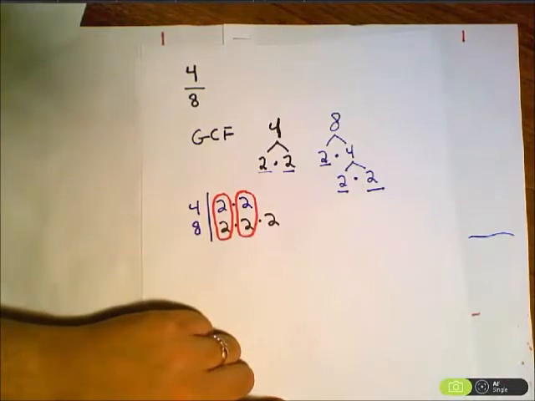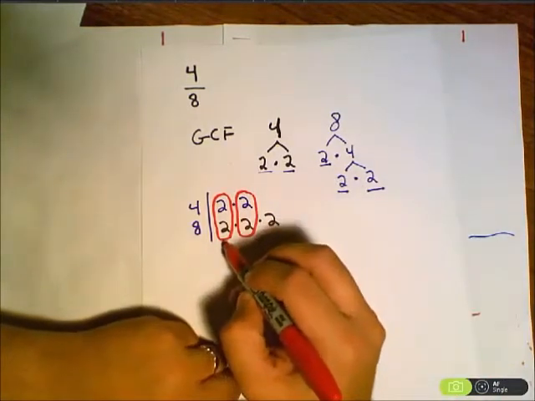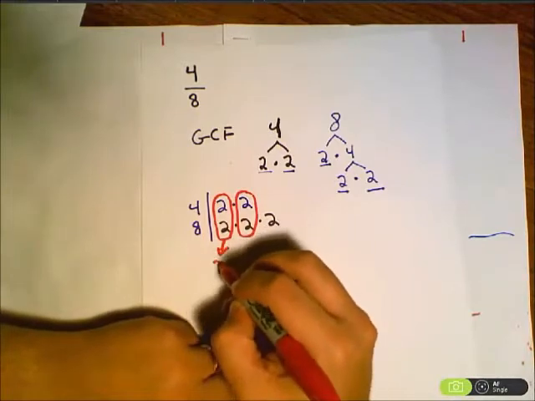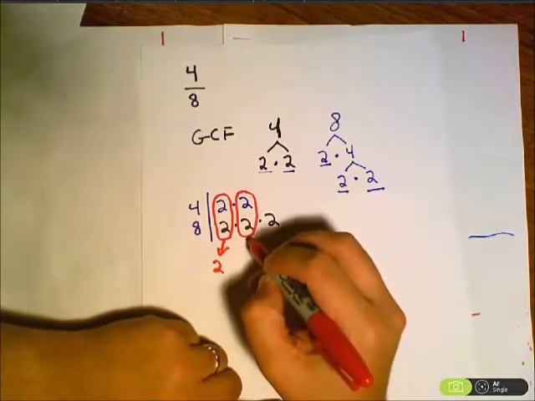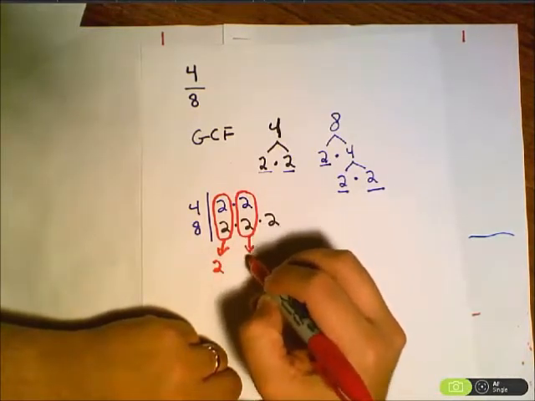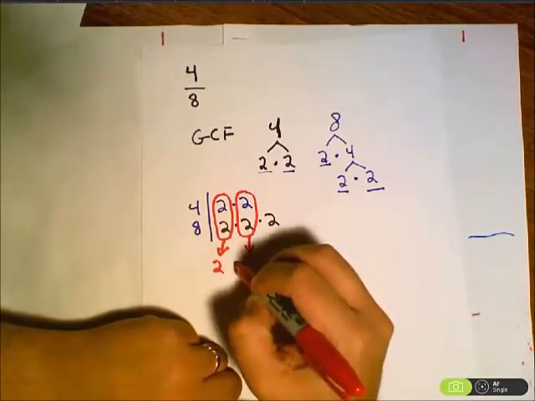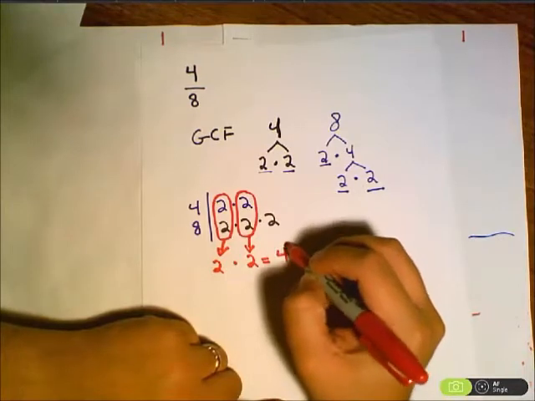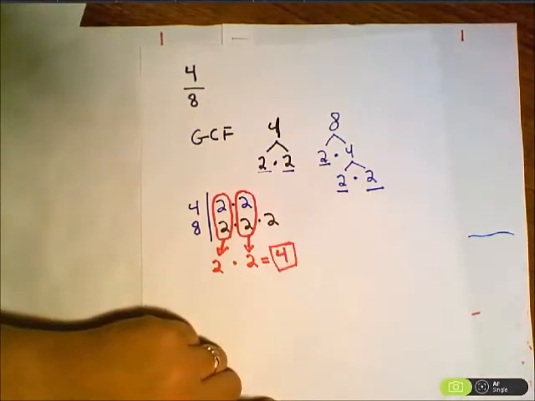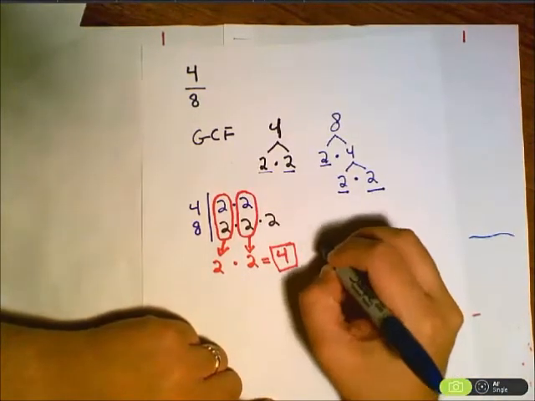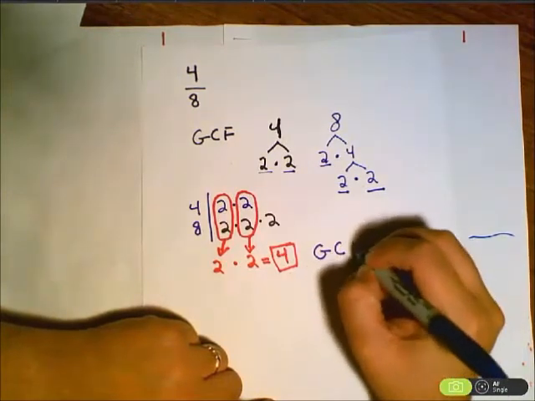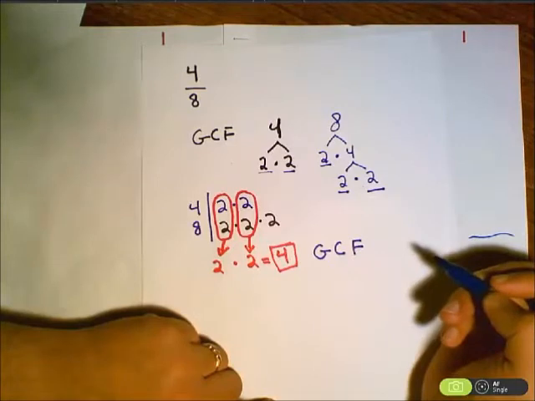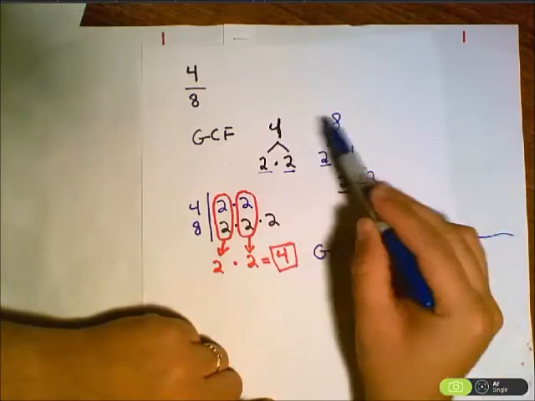What I will do now is simply multiply my pairs. In other words, I will take one number from each pair and multiply them. So in other words, 2 times 2 is equal to 4. This means 4 is my greatest common factor, my GCF. Okay, it's the greatest common factor of 4 and 8.